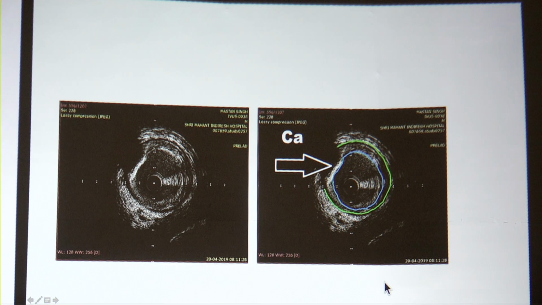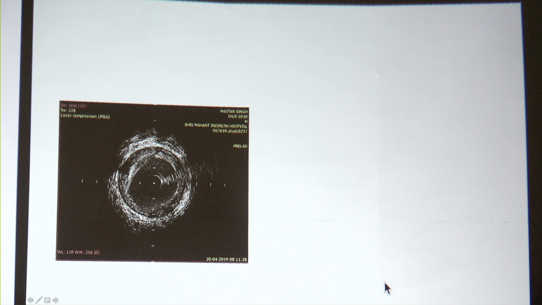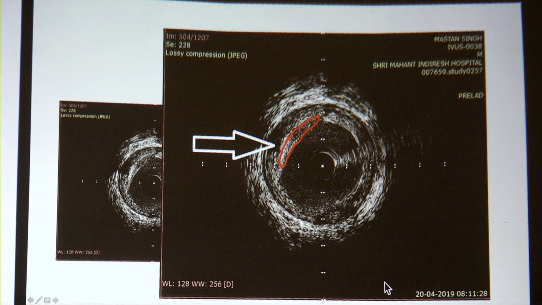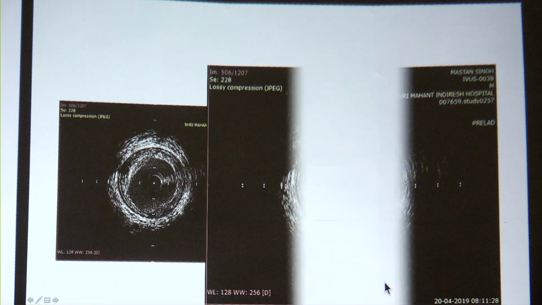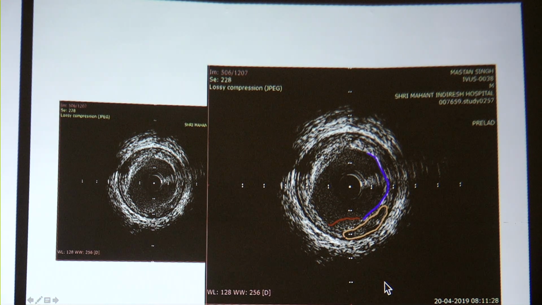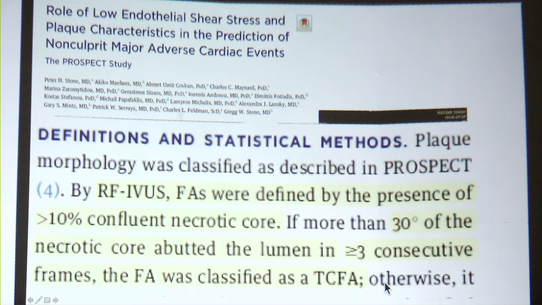The calcium is just in one quadrant and that too not very protrusive. Between 4 to 6 o'clock, you can see a fibrofatty plaque. You can see the calcium in the right upper quadrant. You can appreciate the mild lesion, and this is what caused the MI, the total occlusion of the artery. And though we have a very clear definition of TCFA, the vulnerable plaque on OCT, we have not discussed the TCFA on IVUS in our routine discussions.